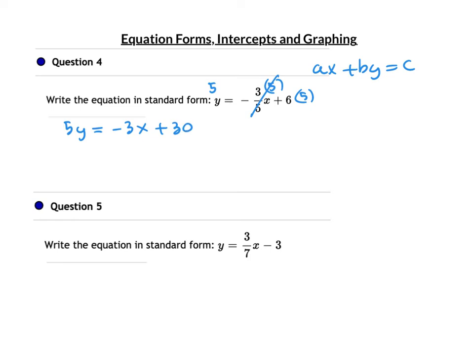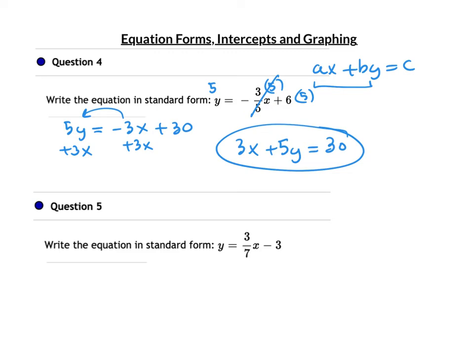And I'm going to do standard form. I need the x's and y's on one side. I'll move the 3x over. I want x in front and positive. I'll add 3x to both sides. And I got 3x plus 5y equals 30.